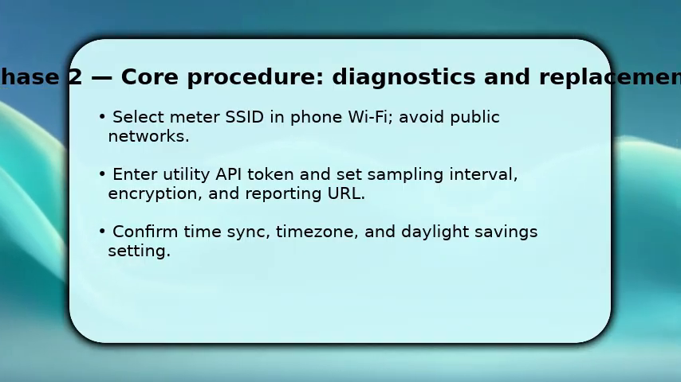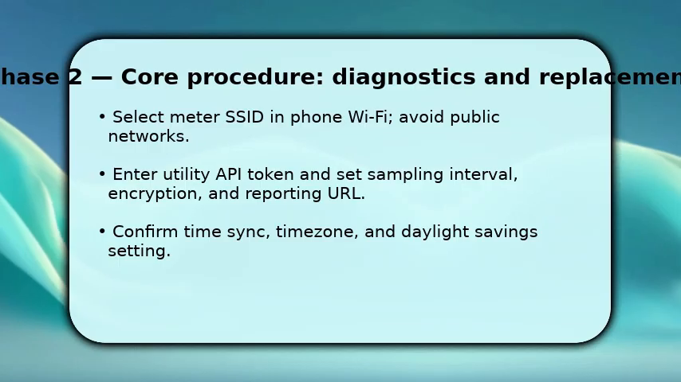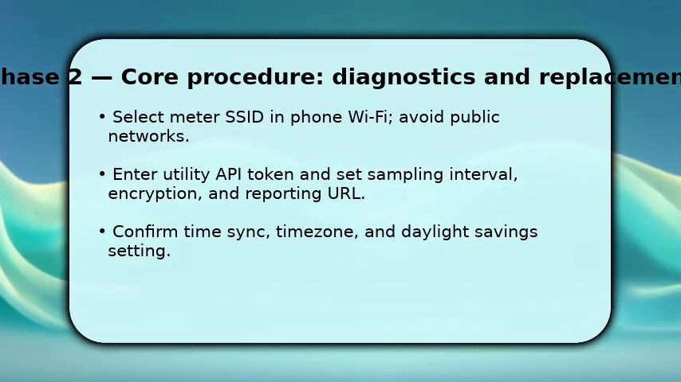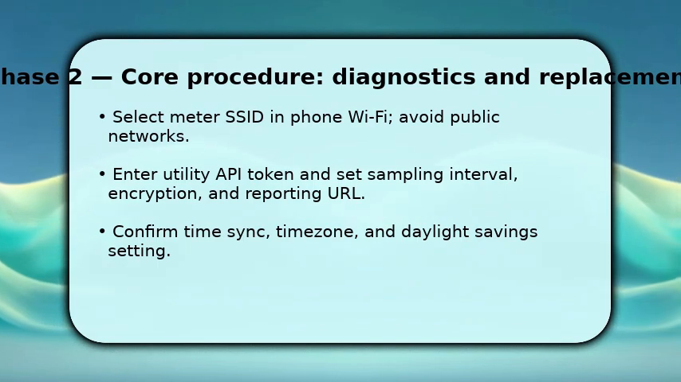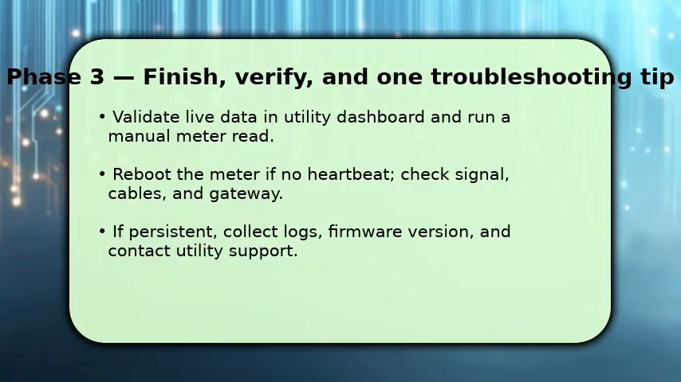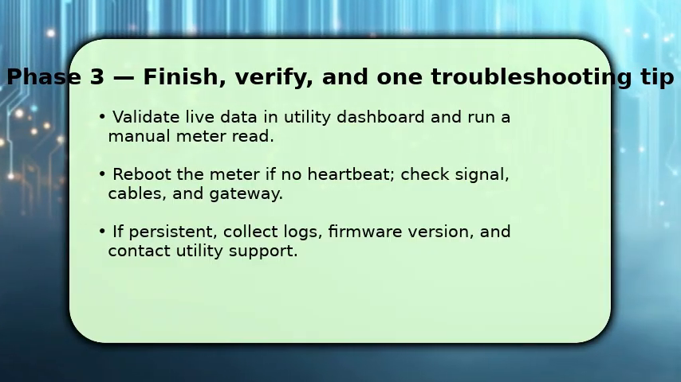Once the app shows successful configuration, push settings to the device and monitor the progress screen until the meter reports online and begins sending in. You finish by validating live data in the utility dashboard and performing a manual meter read to confirm accuracy.